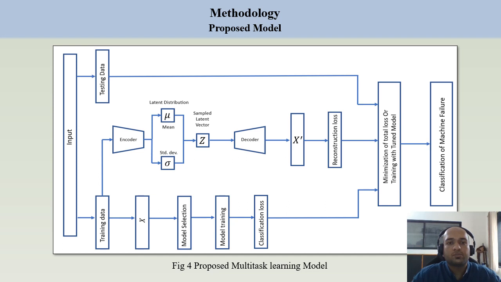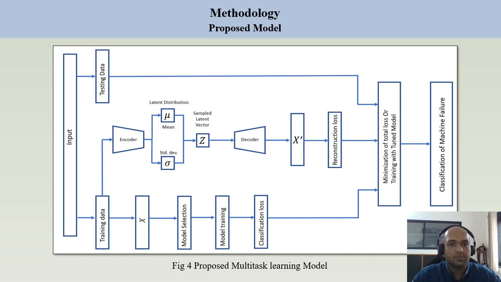This is the proposed multitask learning model setup. Input is split into training and testing data, in which training data is fed to the classification model and the auxiliary model. The encoder from the autoencoder will convert the input into a latent representation. The decoder will try to decode it back to the original data.